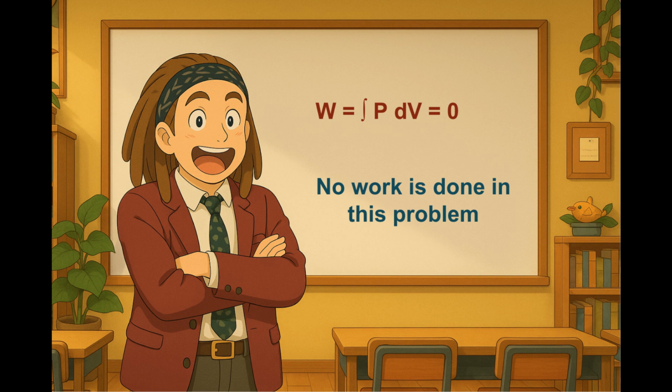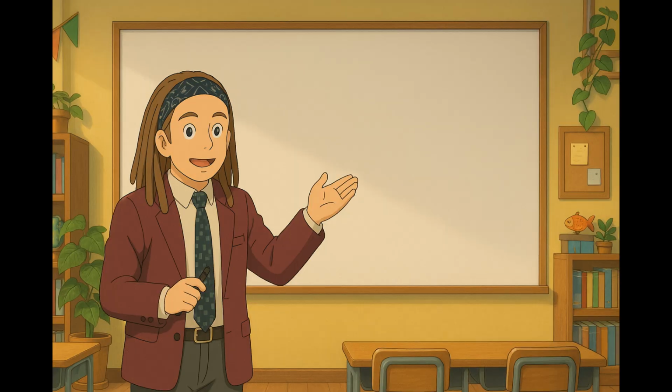A result of 0 work done is perfectly consistent with the definition of work in thermodynamics for a constant volume process. In conclusion, for 1 mole of an ideal monatomic gas heated at constant volume from 300 Kelvin to 600 Kelvin, the work done by the gas is 0. This highlights a crucial principle in thermodynamics. For any process occurring at constant volume, what we call an isochoric process, the work done by or on the system due to volume change is always 0.